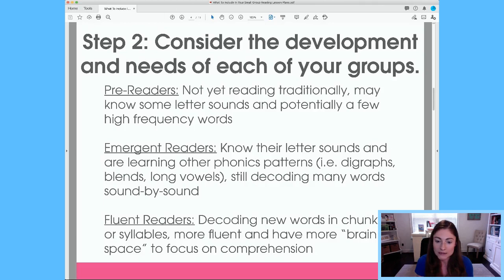So let's see. Sherry says, expecting first graders in all three categories after this past school year. Yep. Pamela says pre-readers, emergent readers. Lori says pre and emergent. KJ, a lot of pre-readers and some higher kids doing a lot of differentiating. Yes, that will be a challenge for sure. I feel like this school year, more than ever, we're going to have a lot of kids that are on a big range of levels.